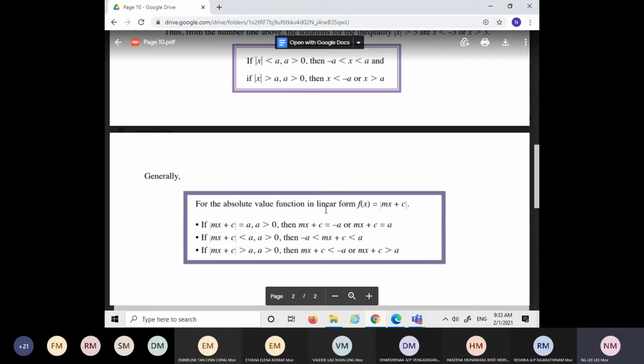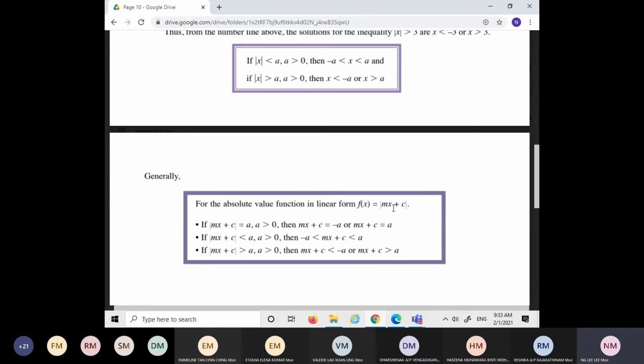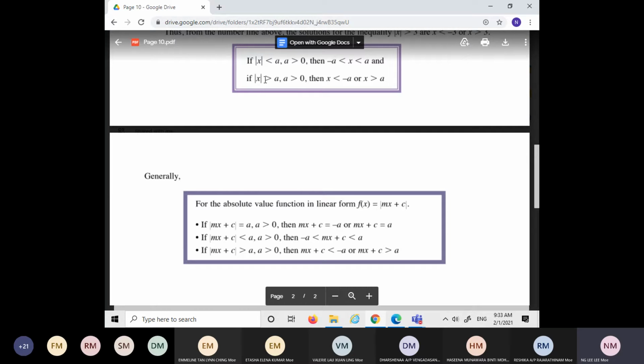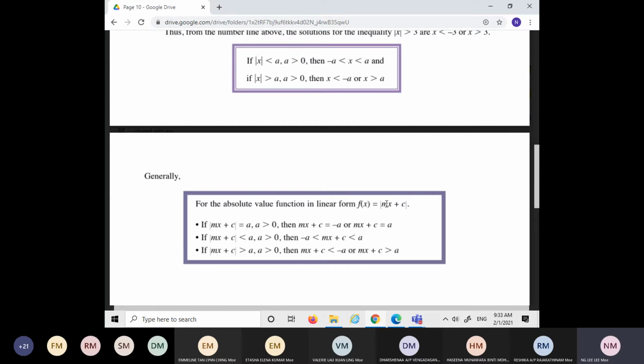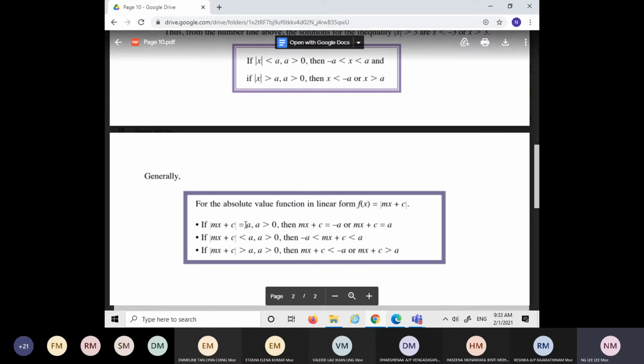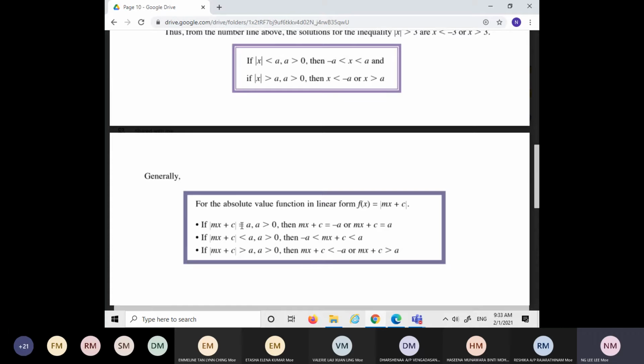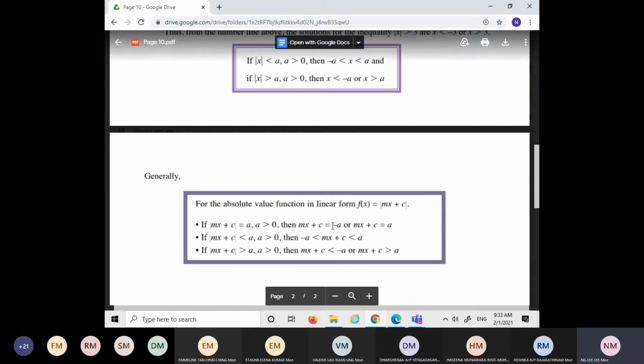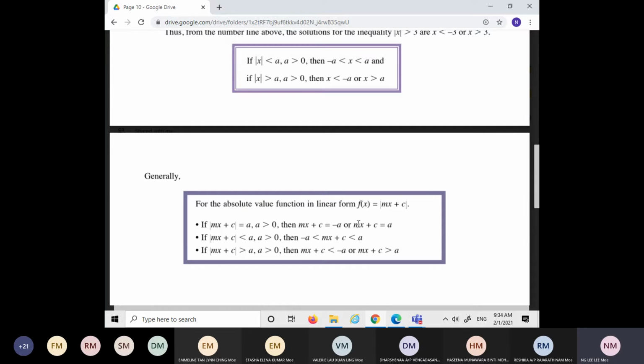For the absolute value function in a linear form, f(x) equal to modulus of mx plus c. Just now, inside the modulus was only x. Now we come to a more complicated one. Inside the modulus is not x anymore, it's mx plus c, a linear form. But the same thing as just now: if it is equal to a, then you set whatever is inside this modulus equal to negative a or equal to a. This is the first one, for equations.